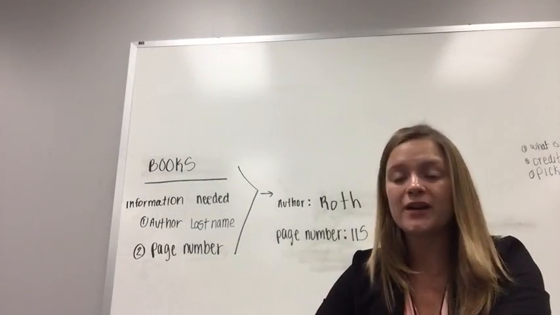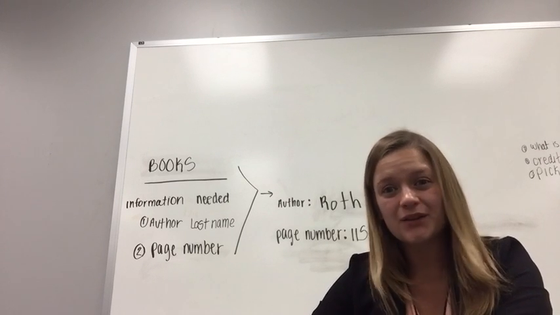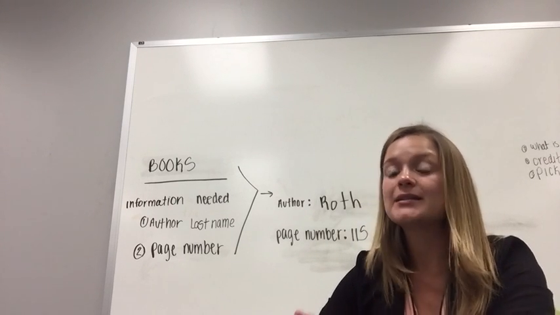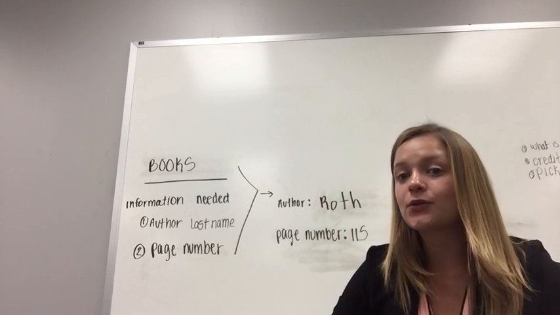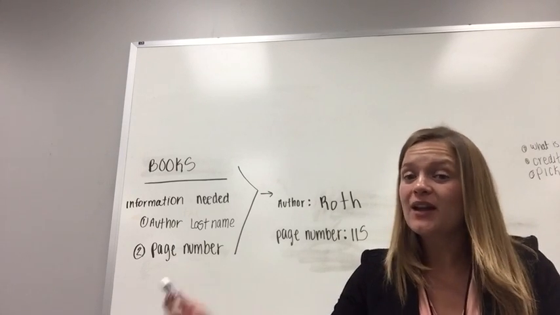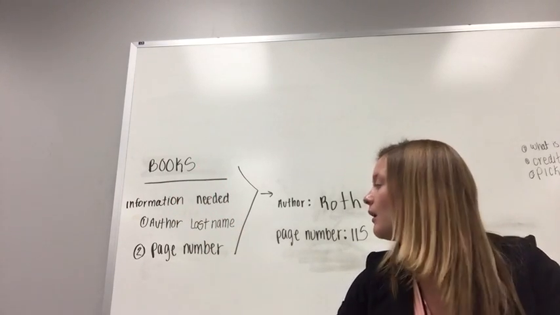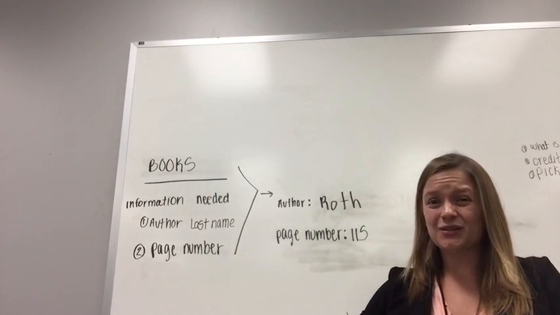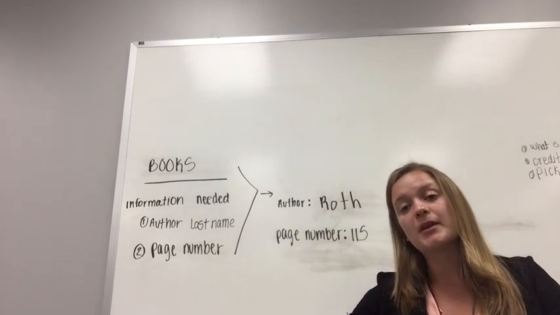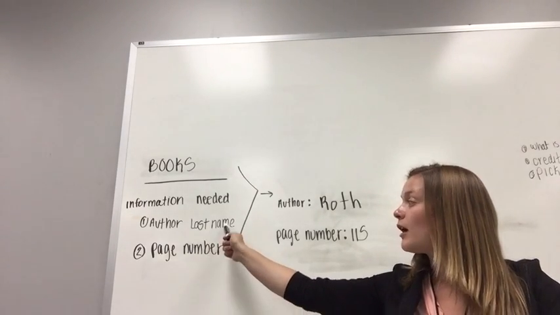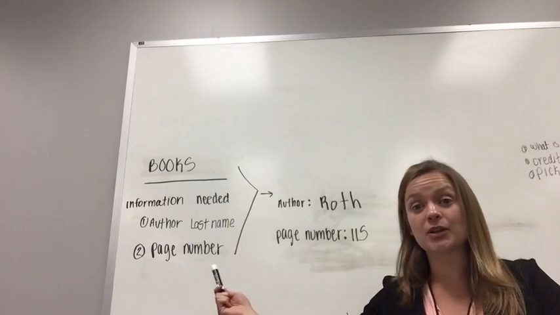You've now learned about what an in-text citation is, why you use it, as well as how to make an in-text citation for an electronic resource or a website. So now all we have left is to learn about books, and books are even easier. When you're doing an author in-text citation for a book, you need two pieces of information. First, you need the author last name, and then you need the page number.